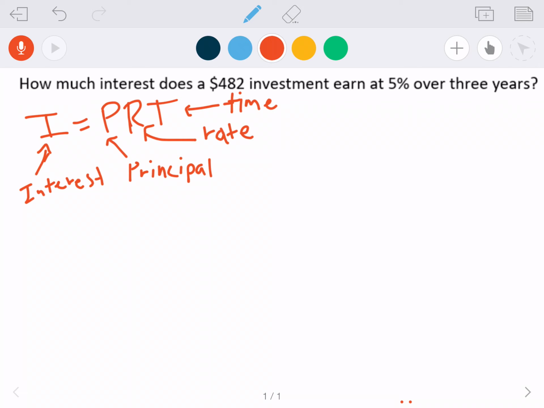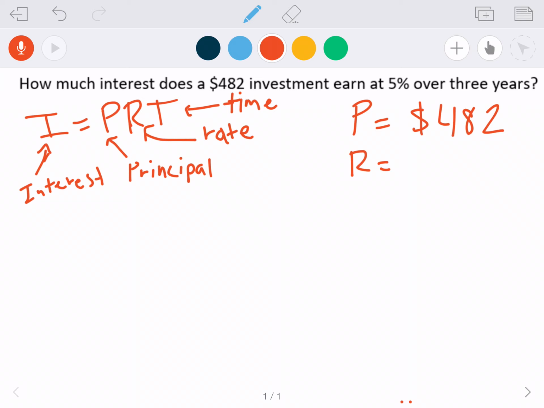The $482 investment, your initial investment, or your initial loan amount, this also applies to loans, that is the principal. So in this problem, we invested $482. That is our initial investment. That is the initial principal. So in this equation, we're going to plug in 482 for P. R is the rate. So the rate is the percentage of return. In this case, it was 5%.